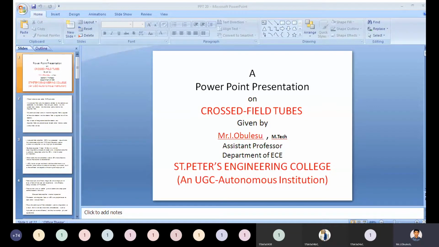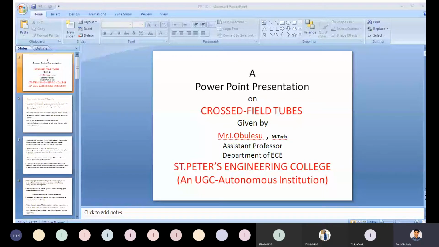Other names that are sometimes used by CFA manufacturers include Platinotron or Stabilotron.